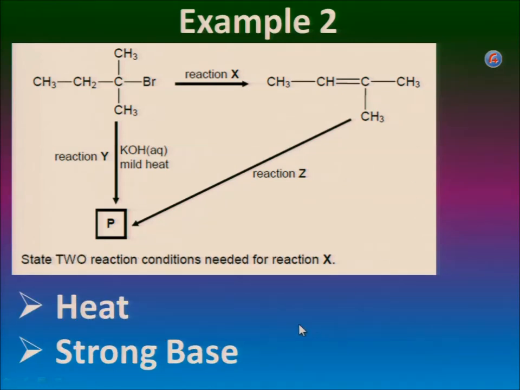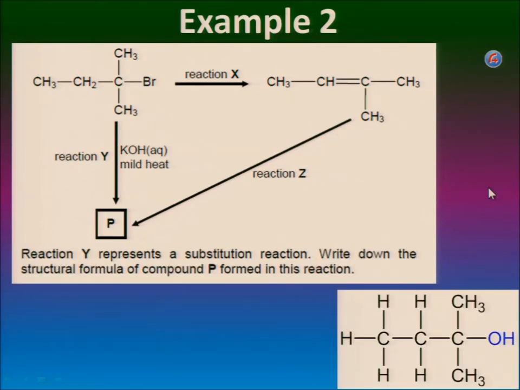Then state the two reaction conditions needed for X, and that is heat and a strong base. The next question. Reaction Y represents a substitution reaction, so they tell you that. Write down the structural formula of compound P. Now, if you have substitution, your halogen atom will be substituted with your OH group. And there you have your product.